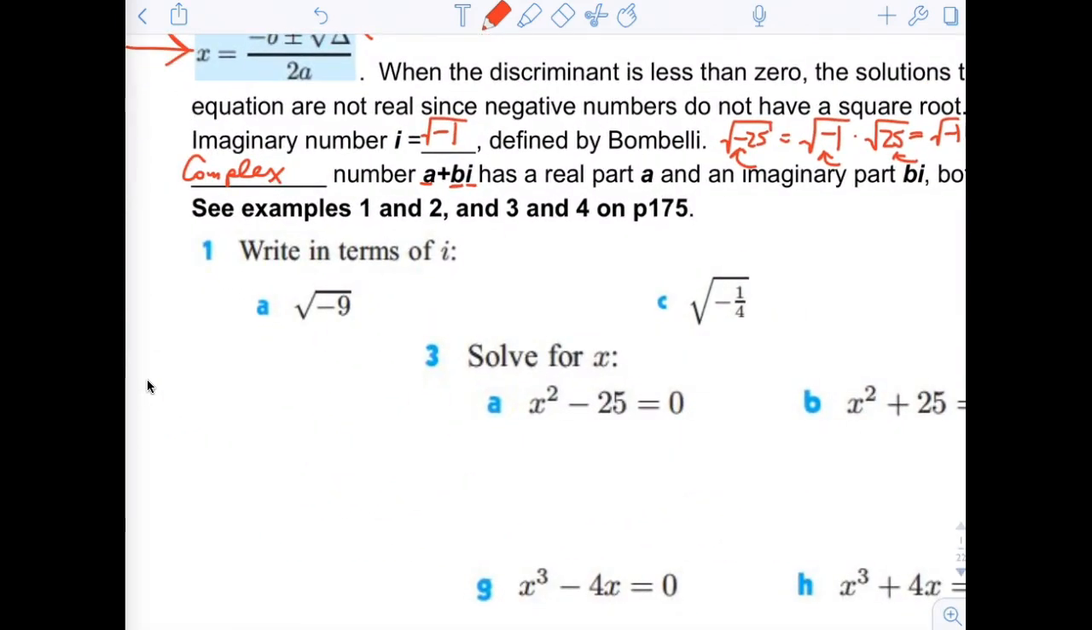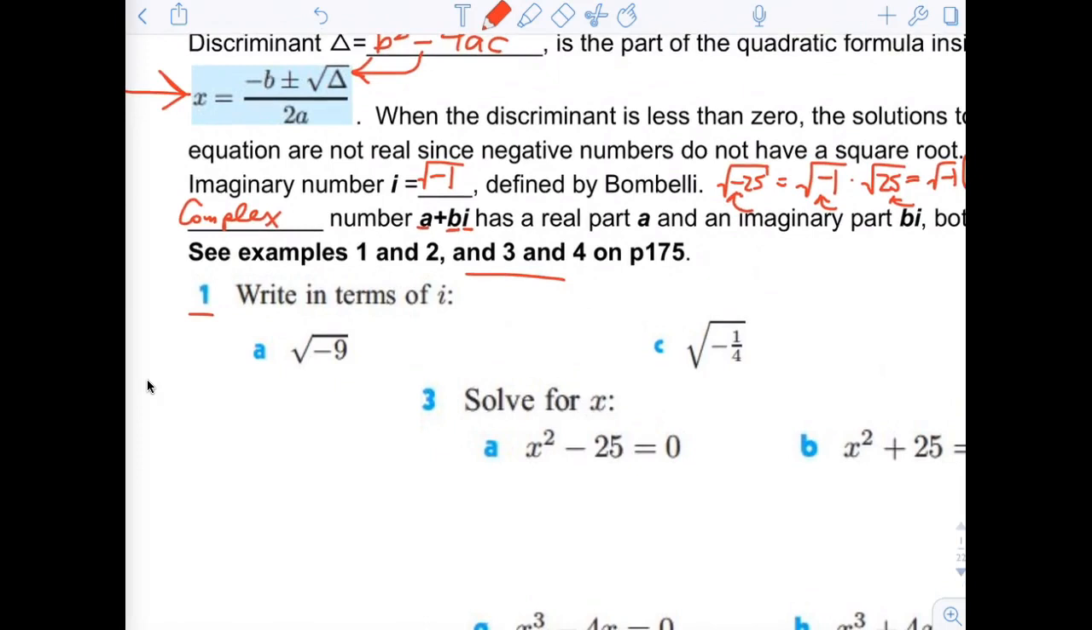So there are these examples in the book. And number 1, for the problem set, we're going to write in terms of i the square root of -9. Now remember, the square root of -9 is the square root of -1 times the square root of positive 9. So that's equal to i times 3. Okay, and you can write that as i times 3 or 3 times i.